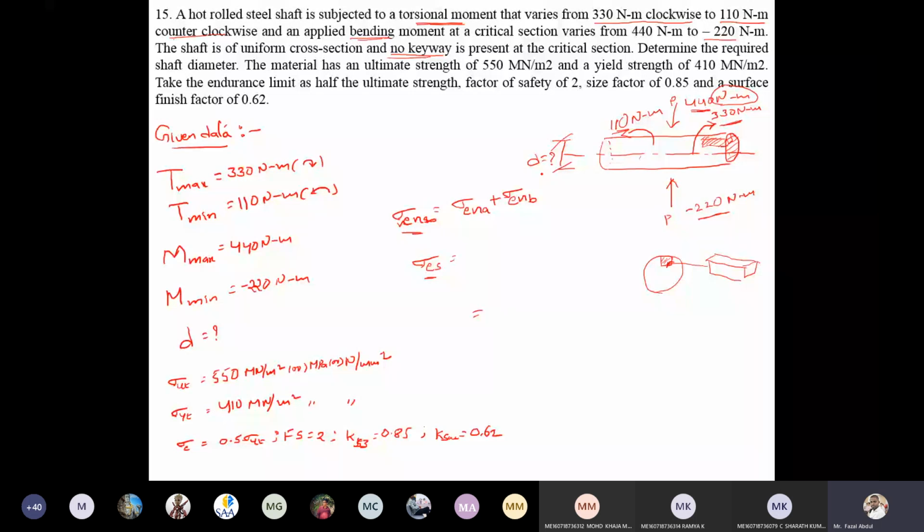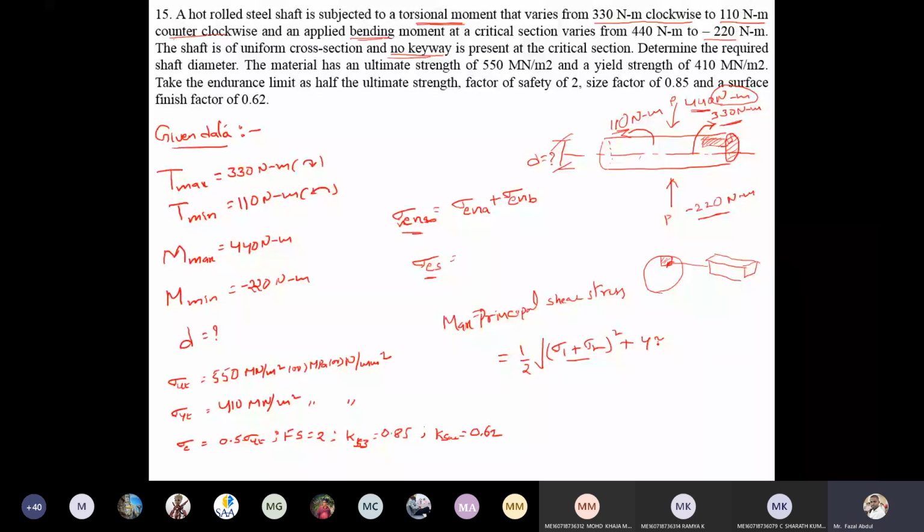Okay, so I'm using here the maximum principal shear stress theory. According to maximum principal shear stress theory, what is that equation? 1 by 2, already you know, 1 by 2 square root of (stress 1 plus stress 2) whole square plus 4 shear square.